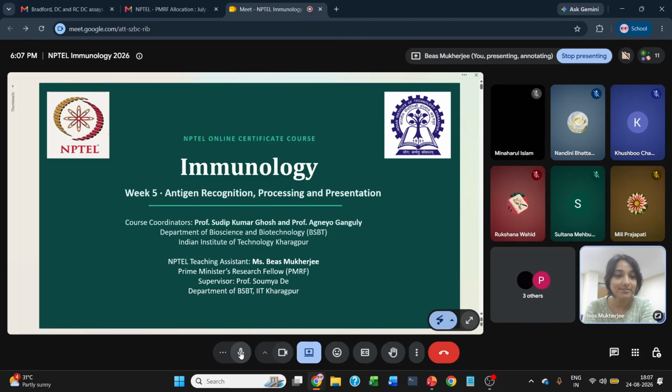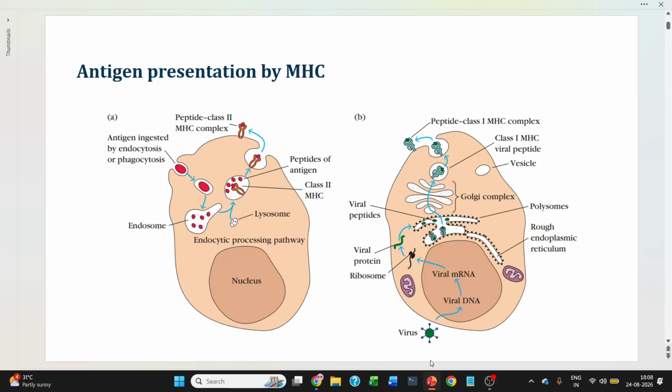In the last class, we had started with MHC molecules and we talked about the structure and the genetic rearrangement that gives MHC its variability. Today we are going to talk about the functions of MHC and how it happens. Let's start with today's class.